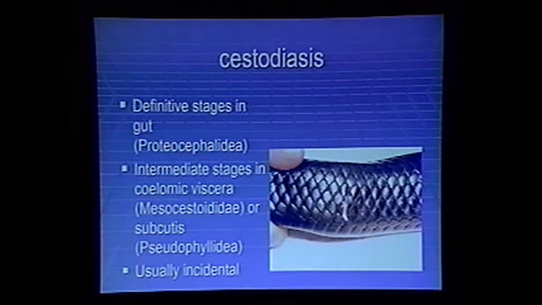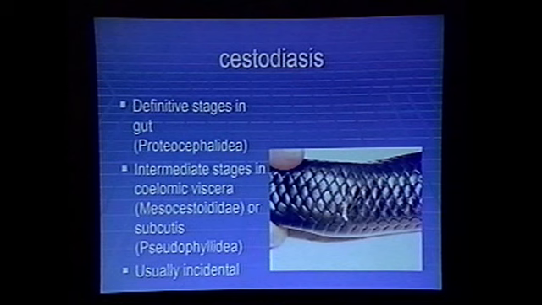Cestodiasis is frequently seen in reptiles. The definitive stages occur in the gut, predominantly of the Proteocephalidae. The intermediate stages occur in the coelomic viscera, predominantly the Mesocestoididae, or in the subcutis, predominantly the Pseudophyllidea.